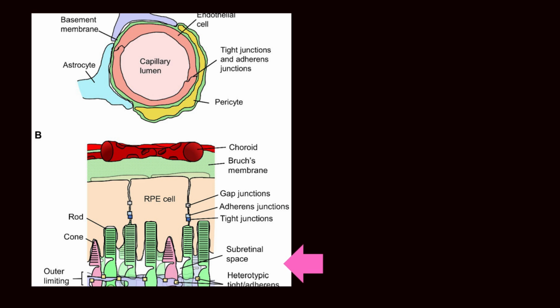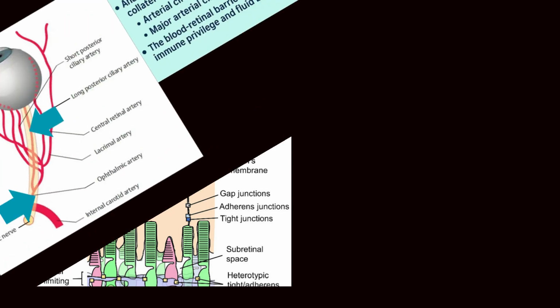The outer blood-retinal barrier is formed by the retinal pigment epithelium, which lies between the neurosensory retina and the fenestrated choroid. Tight junctions between the pigment epithelial cells prevent free diffusion from the choroid into the subretinal space and help maintain the ionic and metabolic homeostasis required for photoreceptor function.